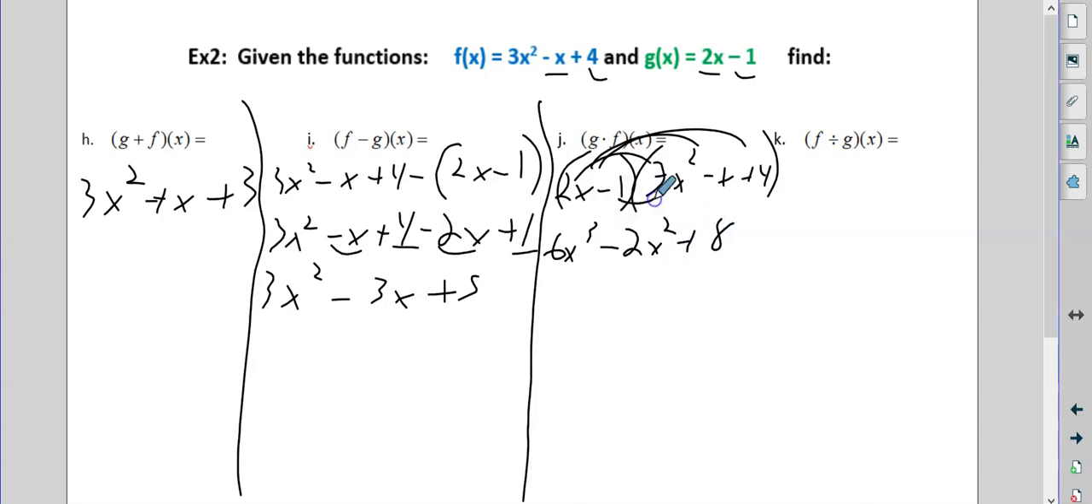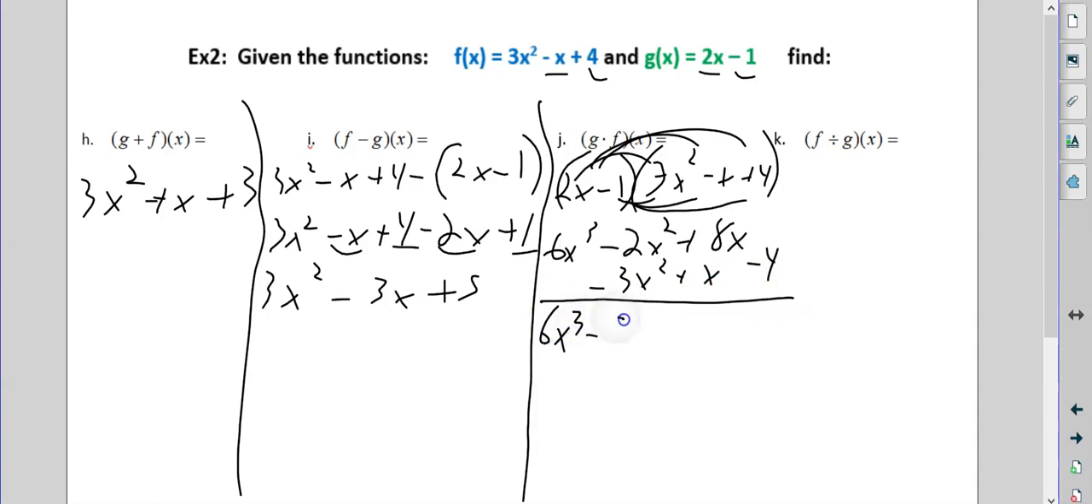Now we're going to do negative 1 times each of these. Because of space, I'm going to write underneath, and I'm going to line them up. So negative 1 times 3x squared is negative 3x squared. Negative 1 times negative x. Oh, sorry, I made a mistake here. I think I said it but didn't write it. That's 8x. 2x times 4 is 8x. Negative 1 times negative x is plus x. And minus 4. Combine these: 6x cubed minus 5x squared plus 9x minus 4.